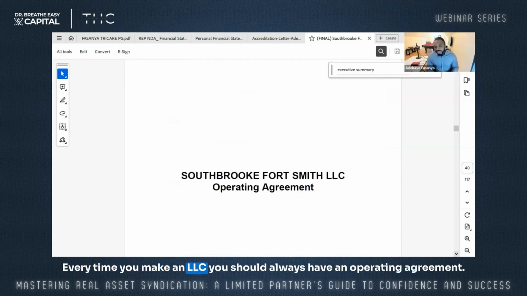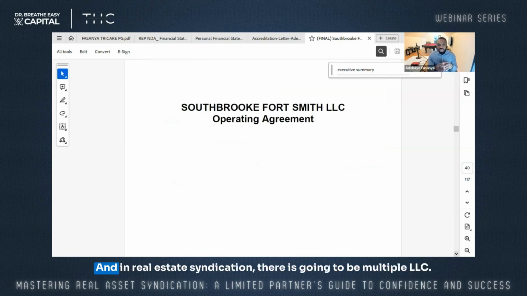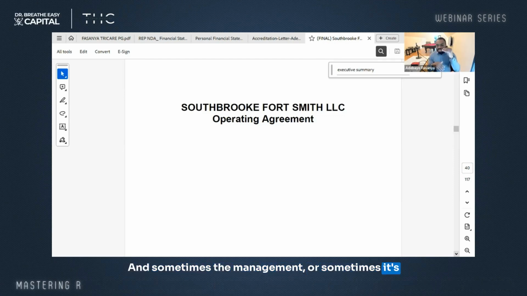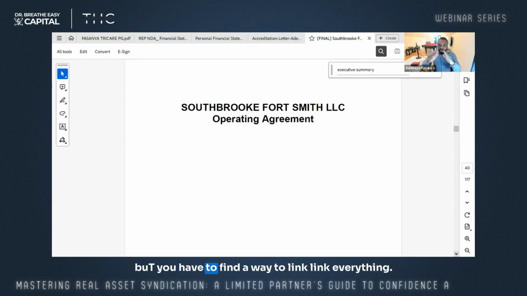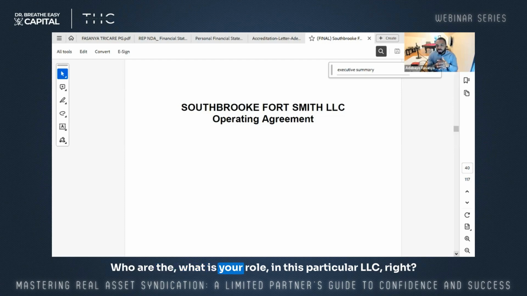Every time you make an LLC, you should always have an operating agreement. And in real estate syndication, there are usually going to be multiple LLCs. Sometimes we use 2, sometimes we use 3. You as a limited partner will be on this LLC here, the general partner will be on this LLC, and sometimes the management, or the LP and GP, and the property itself are in a separate LLC. But you have to find a way to link everything. So the operating agreement basically tells you what your role is in this particular LLC, right?